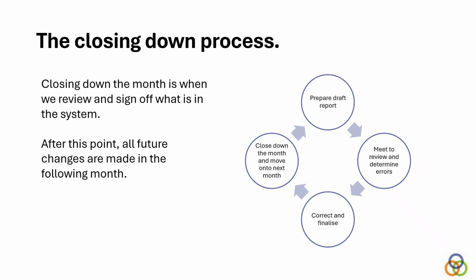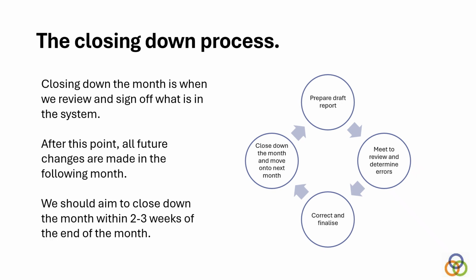We meet with all the key people, review it, work out what we've done wrong, go away, correct it, finalise it. You might meet again, or you might just close it down and save it as a final version. But that's then our most recent up-to-date finance report. If you look at a good monthly finance folder, it will say something like month 1, version 1, month 1, version final, month 2, version 1, month 2, version final, and so on and so on.